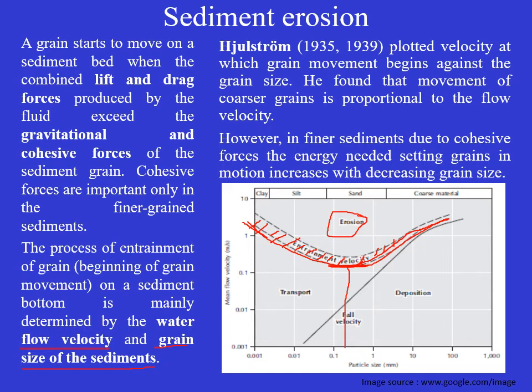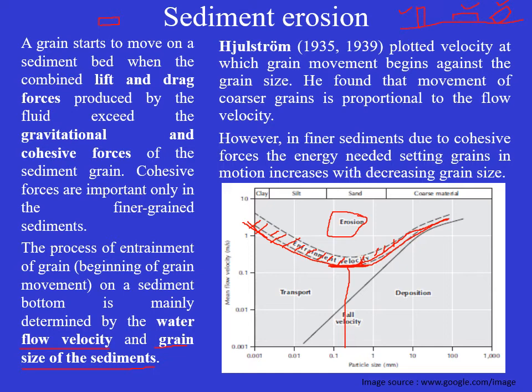Suppose this is a bed over which a grain occurs, a flat grain. Suppose this type of grain occurs over a bed. Now this grain can occur in this fashion, this fashion, as well as this fashion. So depending on these different orientations, the grains require different flow velocity, different energy condition to start moving.